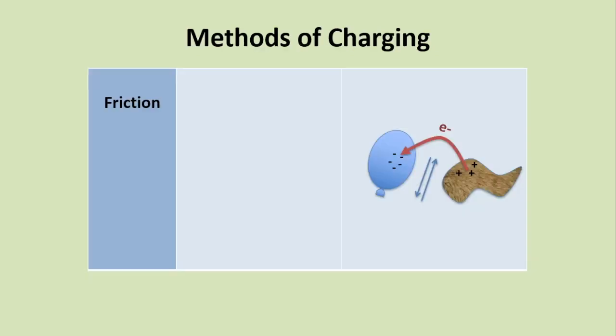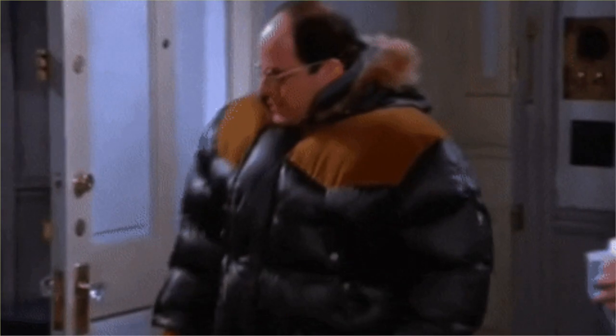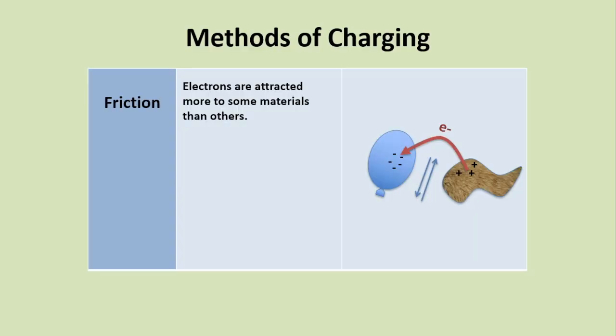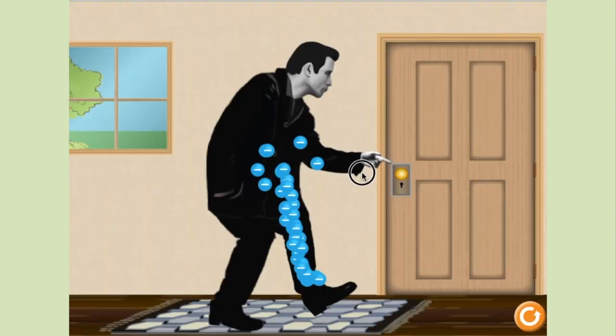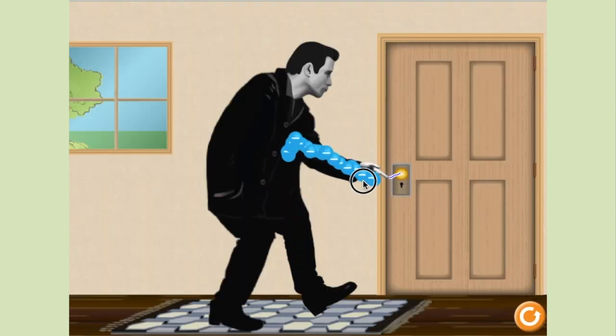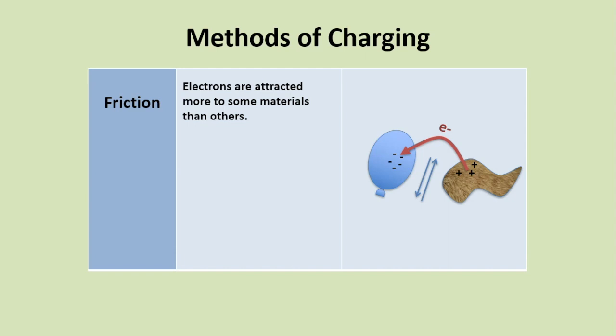Now let's take a look at some methods of charging. So one method of charging is friction. And before we dive into friction, we just need to understand that electrons are attracted more to some materials than others. You guys notice this when maybe in the winter you take off your jacket and you hear that static noise, how those electrons are being grabbed from your jacket and ripped off of you. And then maybe you touch the doorknob like we mentioned before and you get shocked. Some materials collect charges easier than others.